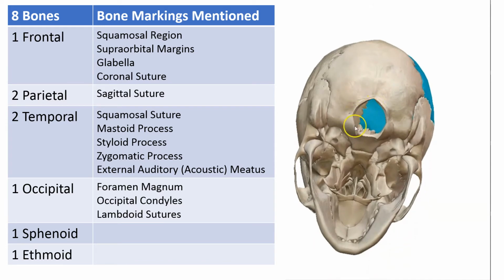this hole right here. This is called the foramen magnum. It is a large hole that allows the spinal cord to connect to the brain.